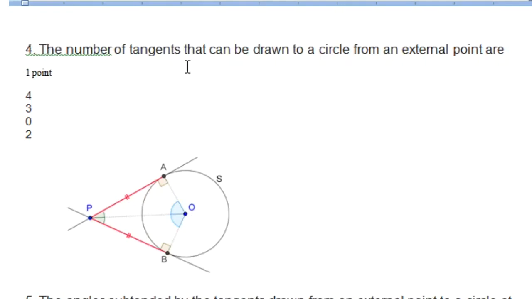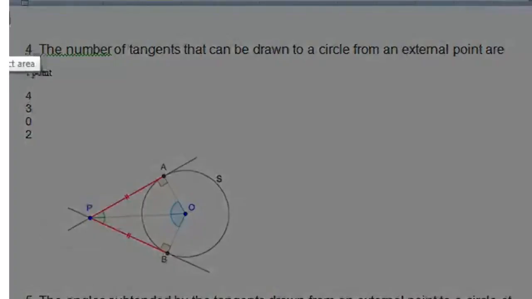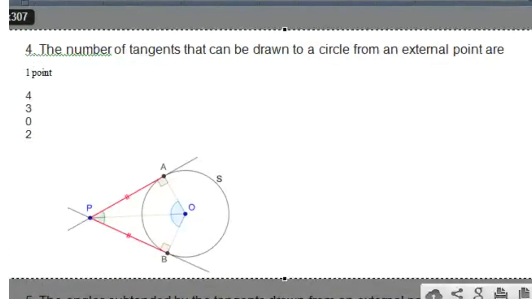The question says the number of tangents that can be drawn to a circle from external point. In this question, how many tangents can we draw to a circle from an external point? Already we discussed in the first question. Here PA and PB are tangents to a circle. Why are we calling them tangents? Because this line PA is meeting the circle at only one point, and PB is another tangent. It is touching the circle at only one point B.